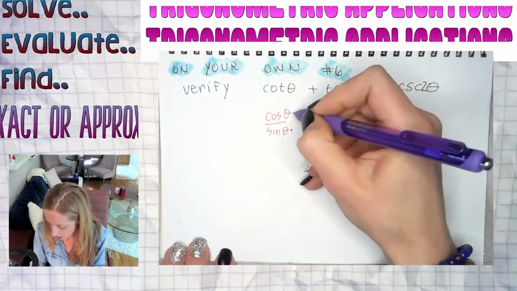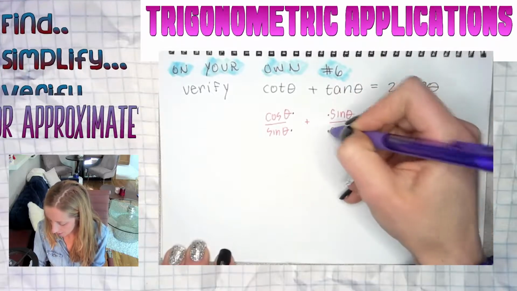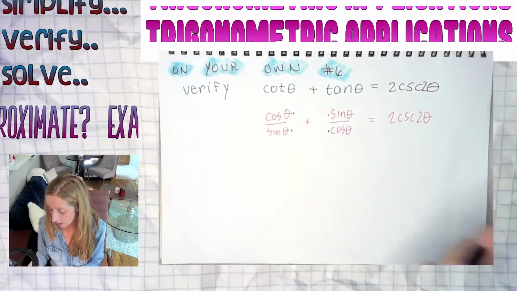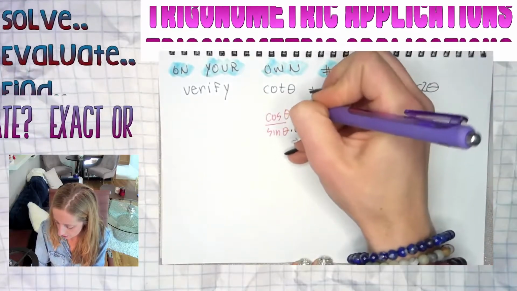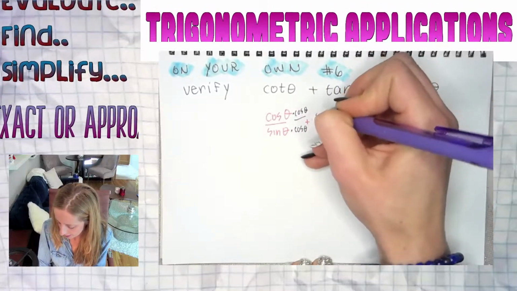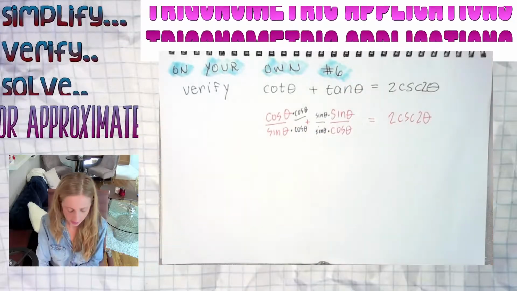All right, I need my common denominator. I'm going to multiply this on top and bottom, and I'm going to multiply this on top and bottom. This has sine, this is cosine. They each need what the other has to get my least common denominator. We're going to multiply this on top and bottom by cosine because that's like multiplying by 1. And we're going to multiply this on top and bottom by sine. Again, because it's the same as multiplying by 1, the multiplicative identity.